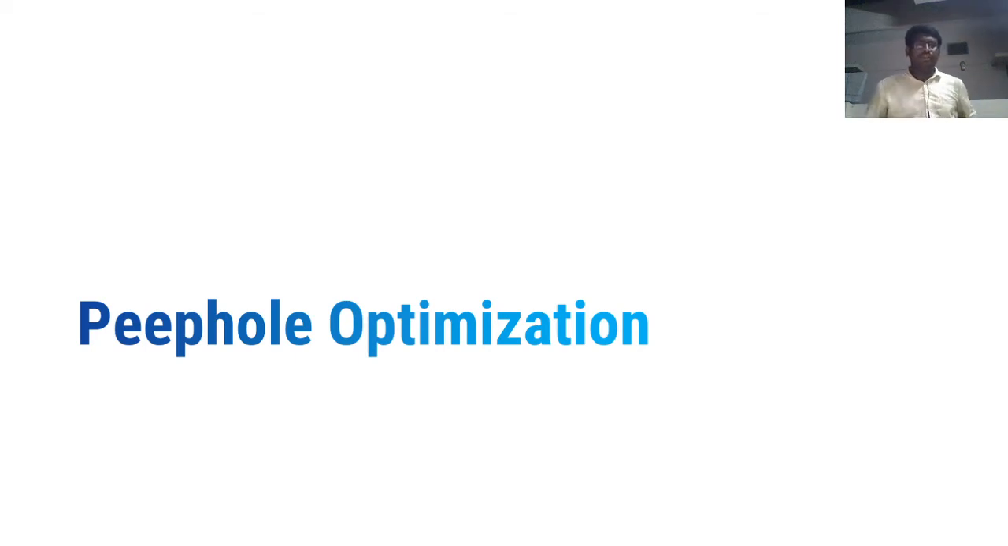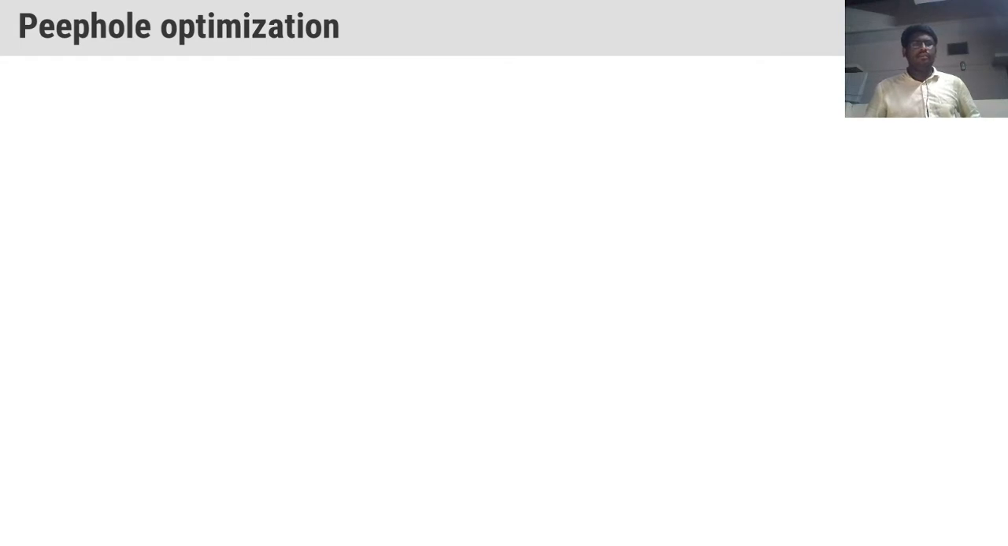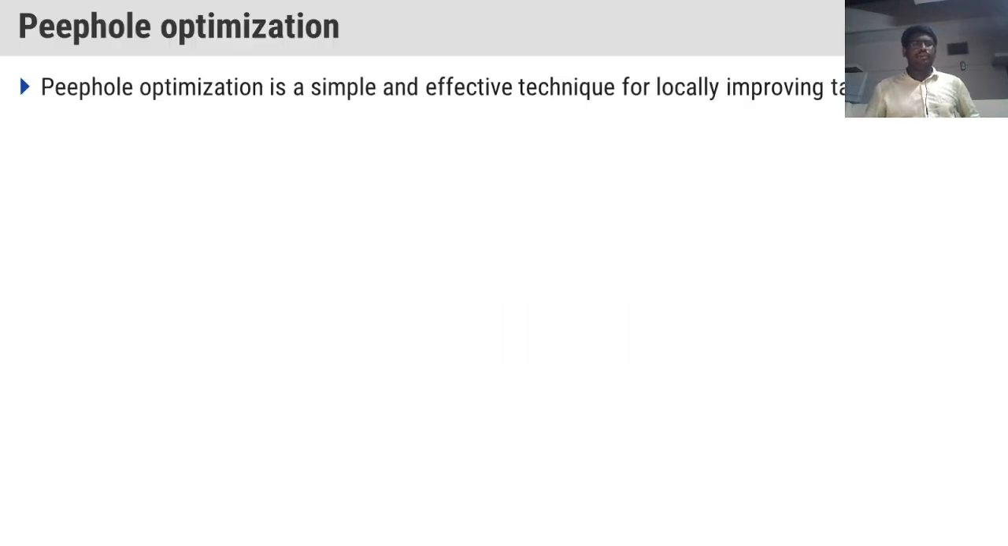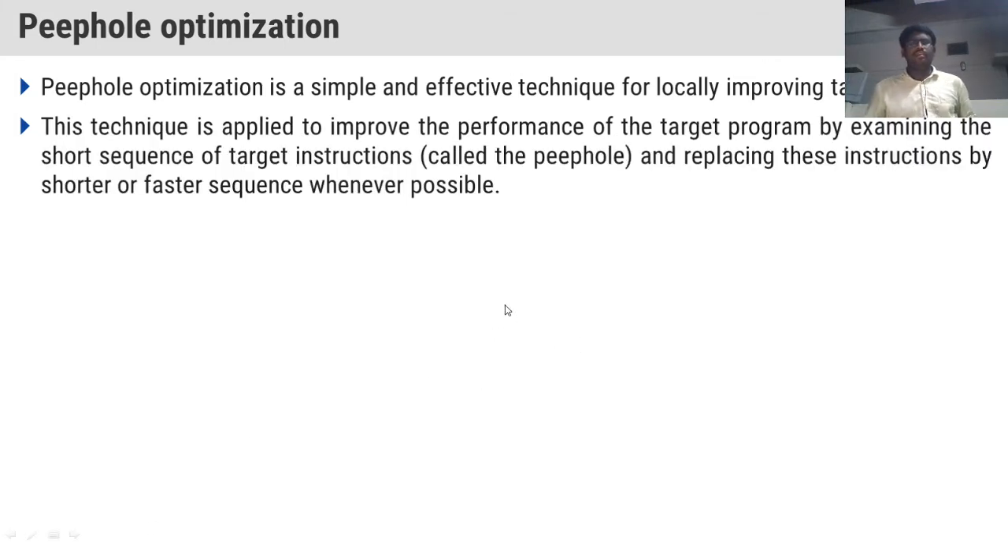Let us discuss the topic called peephole optimization. Let us see what this peephole optimization is. It is a technique for improving the target code locally. We will understand it with some examples also. But what we need to understand is that it is a technique for improving the target code locally. So we will apply this technique to improve the performance of the target program.